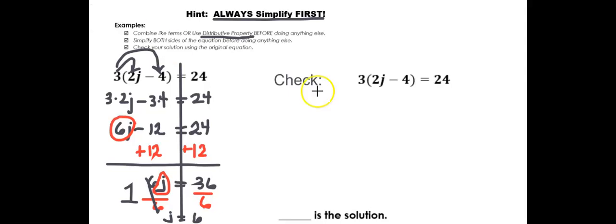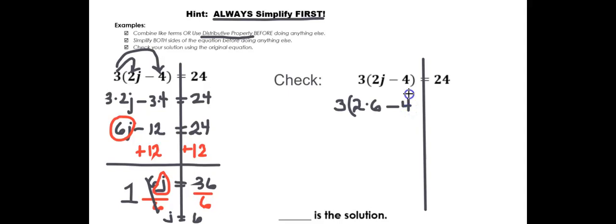So now I want to make sure I did it correctly. So I come over here. I'm going to plug in what I found for j, which is 6. So I substituted that in. And I'm suggesting that when I plug that in, I should get hopefully 24. And now I do the math. I follow order of ops.